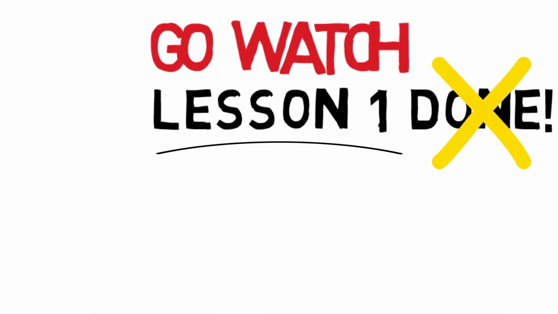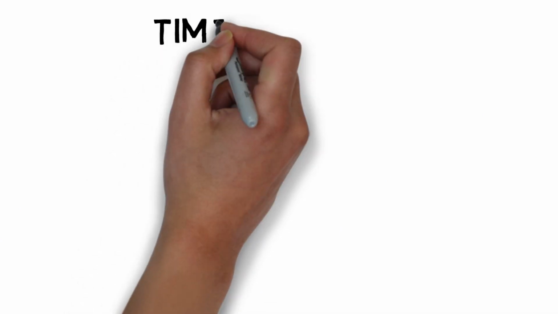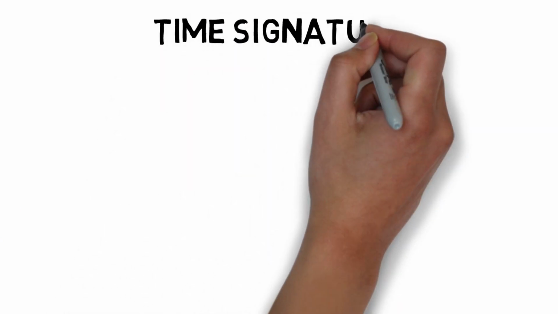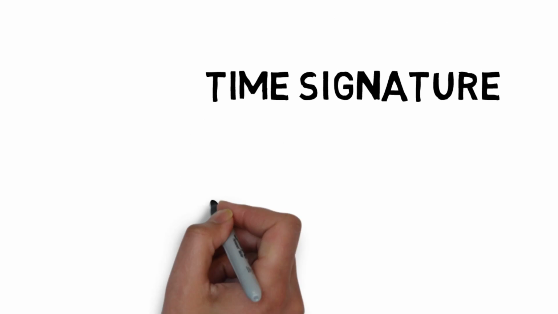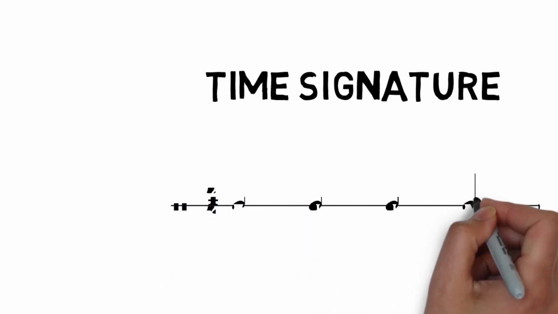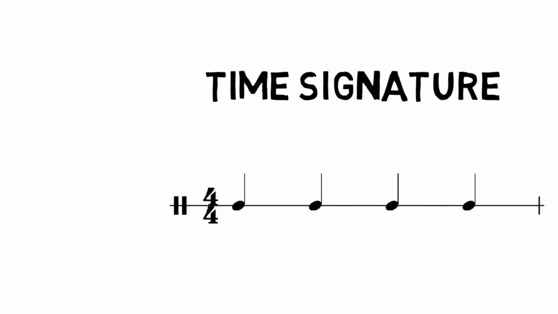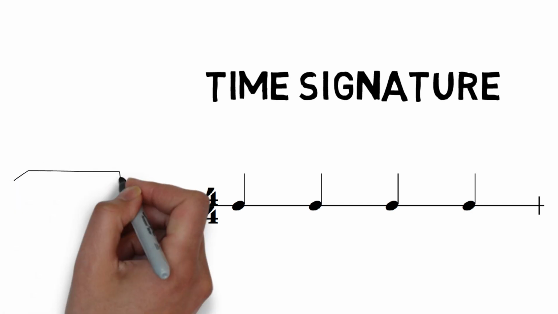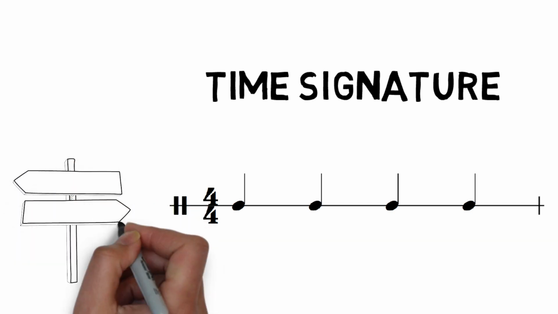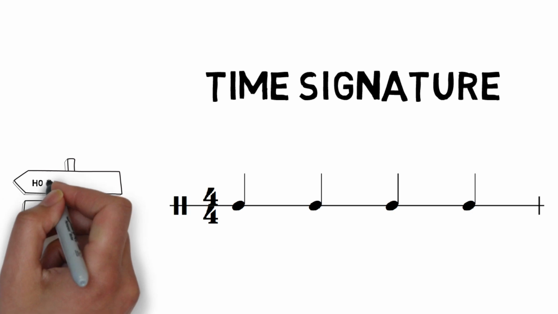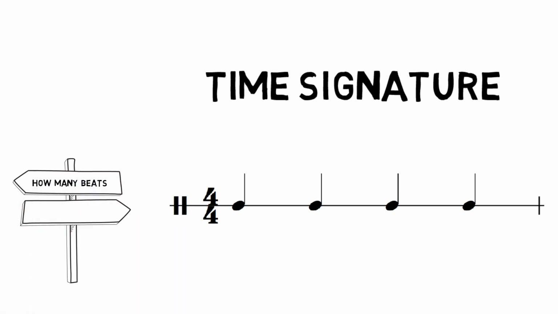This lesson covers 8th notes and a few more things essential to reading music notation. Let's get started. First, let's talk about the time signature. The 2 numbers included give us a lot of essential information. The top number tells us how many beats or counts are in one measure, and the bottom number tells us what type of note gets the beat.